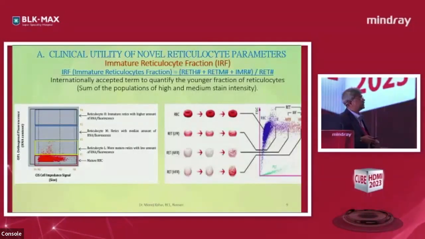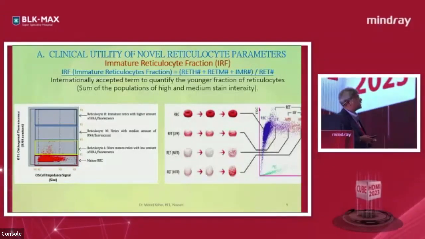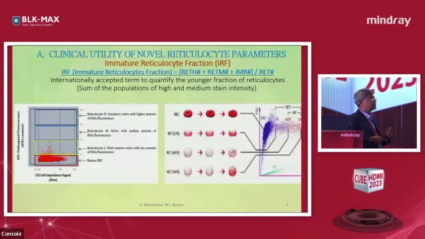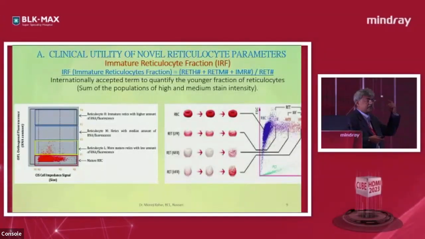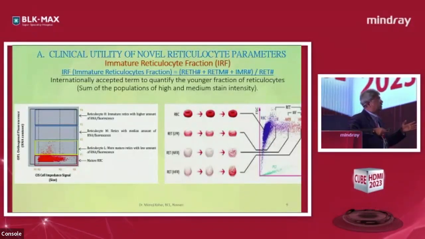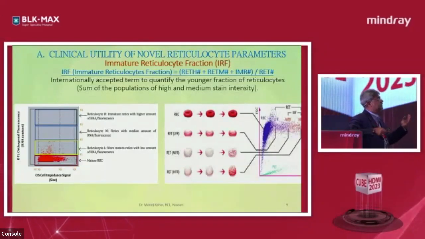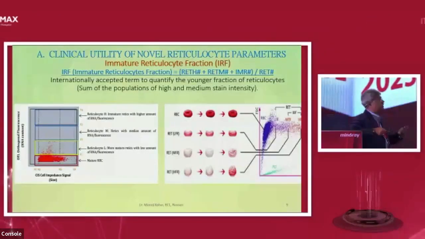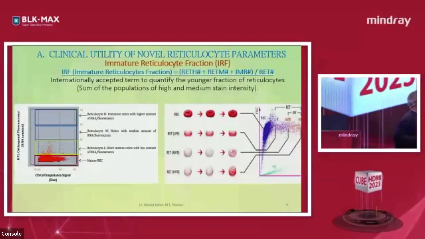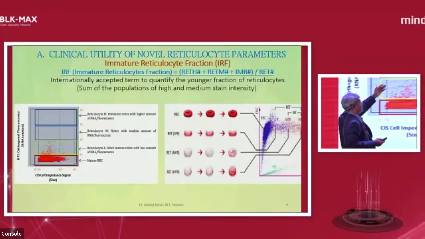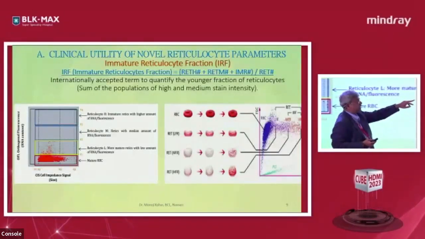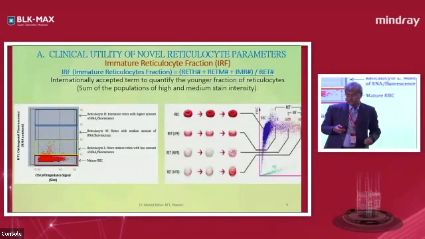Now, the first parameter which we report is the immature reticulocyte fraction, an internationally accepted term to quantify the younger fraction of reticulocytes. So if you go to the Heilmeyer classification, this could be group 1, group 2, and some of the populations of high and medium stain intensity is our IRF. And I have given the formula also, how the manufacturers calculate this IRF. If you see here, the IRF is basically the high fluorescent and medium fluorescent. Even in that graph, if you see the HFR and MFR, they are together taken as the IRF.